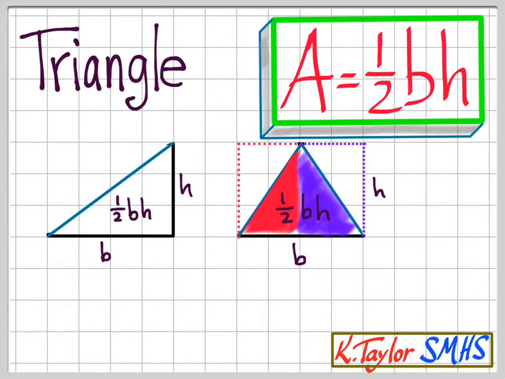So the formula, 1/2 base times the height, applies whether it's a right triangle over there or an isosceles or some other kind of scalene triangle. The height times the base divided by 2 is another way to say it. Okay? Take a look at this.